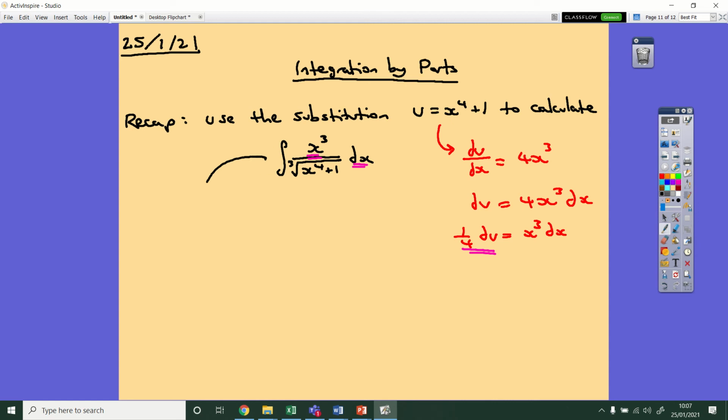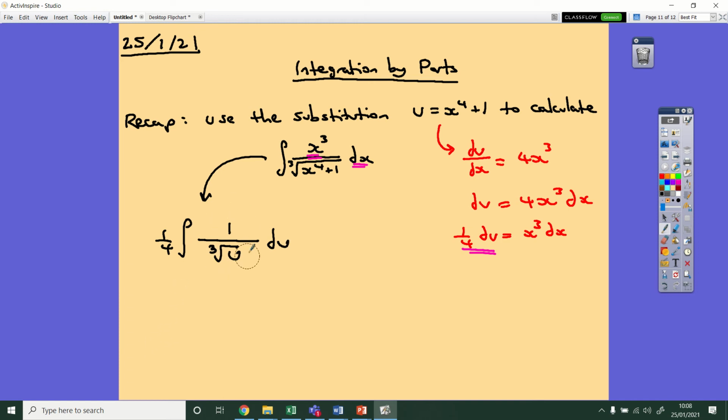Right, let's rewrite our integral then. We'll do everything in terms of u. So I'm now integrating something over the cube root of u, which is my x to the 4 plus 1. And then x cubed dx, I've said before, that's a quarter du. Now the quarter is a constant factor. I'm going to bring that out to the front, and that's a 3. And then the rest is just du. So it's 1 over the cube root of u du.